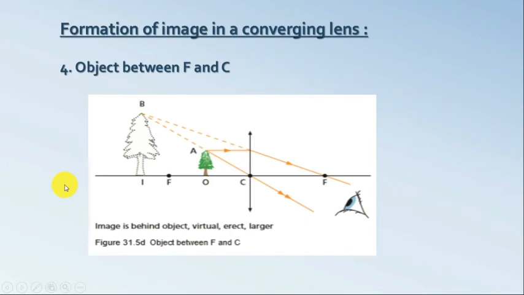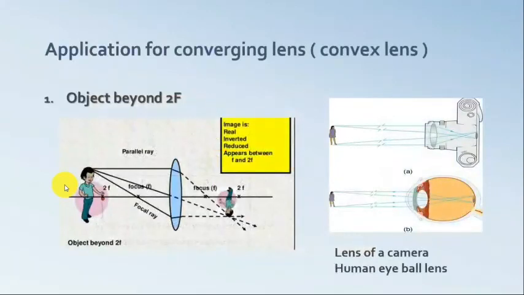Girls, these four cases are very important as I said. Let's see some applications for each case. The first case, you remember, if the object is beyond 2f, like here, what happened? It's real, inverted, smaller, it's between f and 2f. Okay, where do we have these lenses? We have them in cameras and what? In the human eyeball lens. This lens inside our eyes, it is the same as this case.